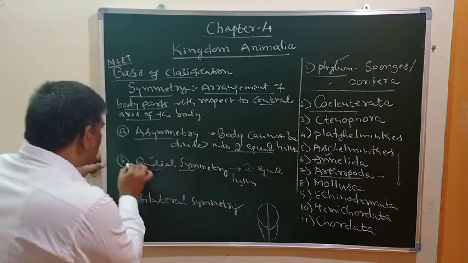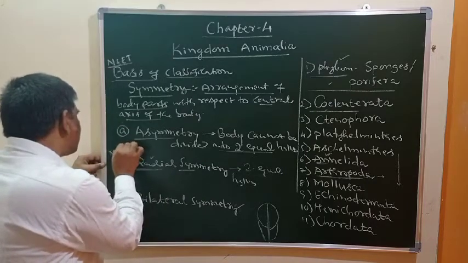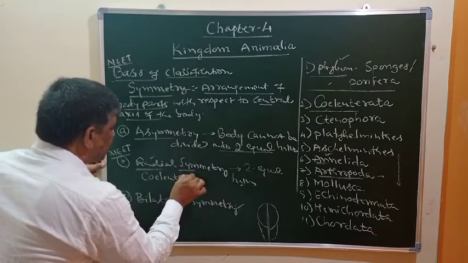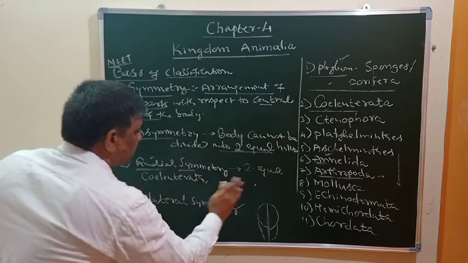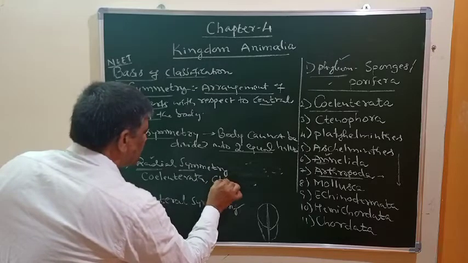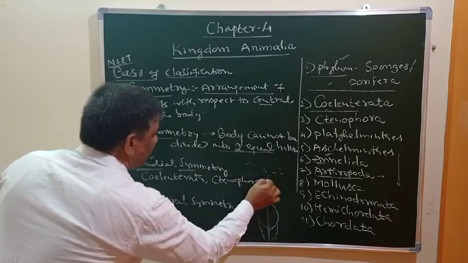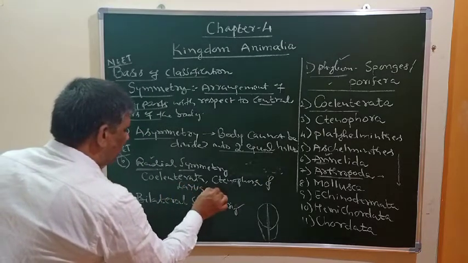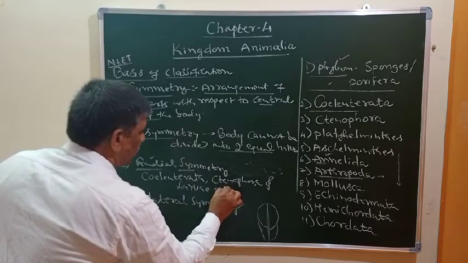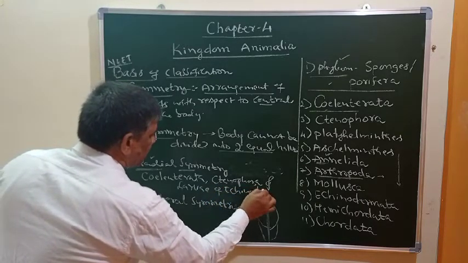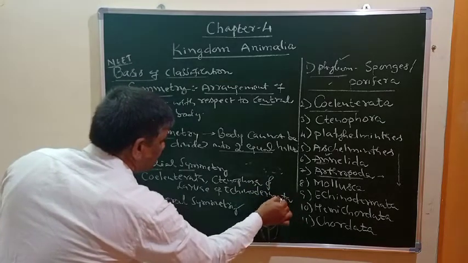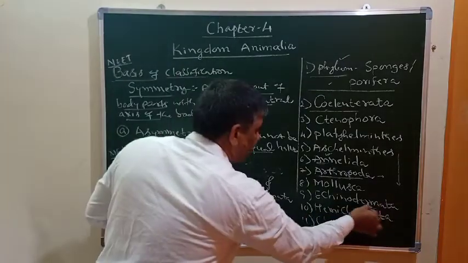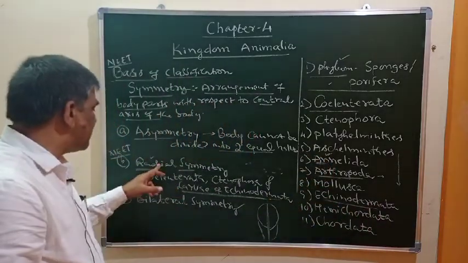And here, the examples you must understand very carefully. This is very, very important from the point of view of NEET. Here the example is Coelenterata. Coelenterata is an example for this, and another one is Ctenophora. The next very important one is larvae of echinodermata. These are three examples. This is very, very important. In case of echinodermata, though it is a higher phylum, its larva has radial symmetry.